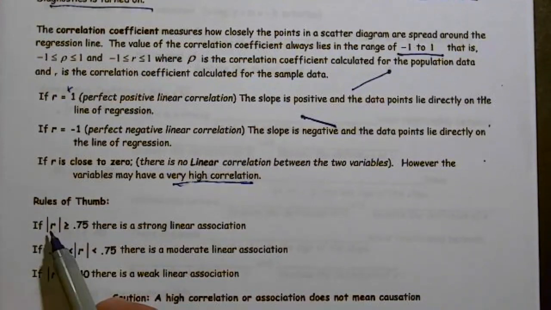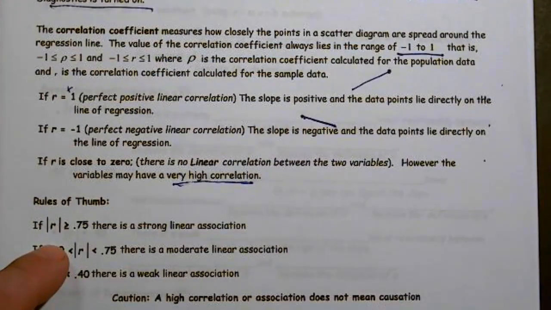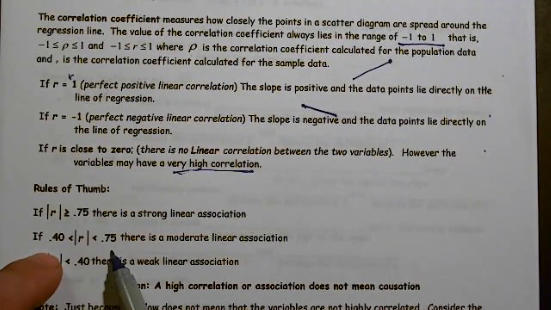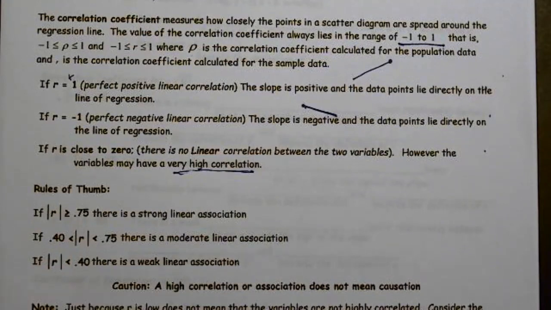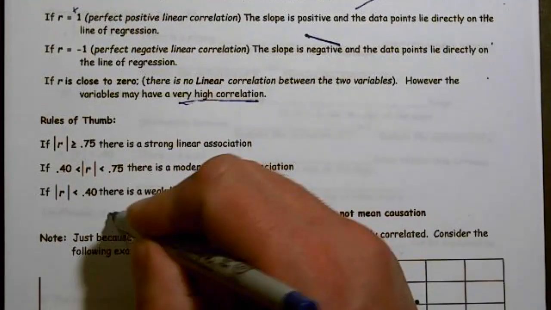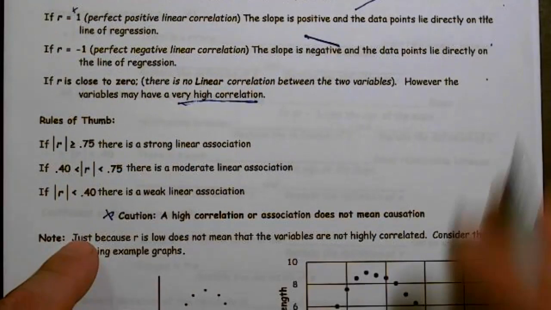If the absolute value of R is greater than 0.75, there's a strong linear correlation. So 0.75, 0.8, 0.9 would be strong, and also -0.75, -0.8, -0.9, et cetera, would be considered strong. If it falls in the range of 0.4 to 0.75, it's moderate. And if it's less than 0.4, it's weak. Super important thing to say: a high correlation or association does not mean causation.